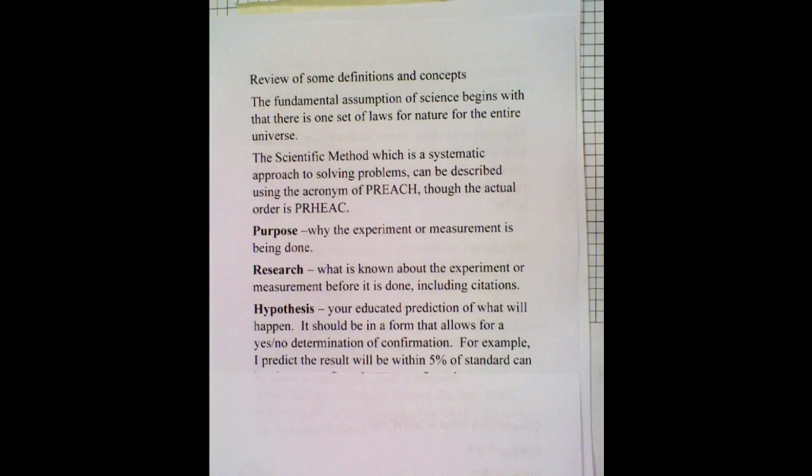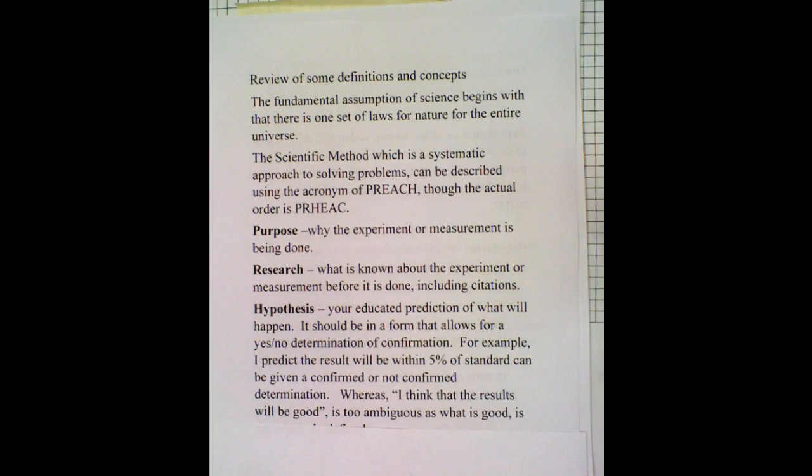Purpose, why this experiment or measurement is being done. Research, what is known about the experiment or the measurement before it's done, including citation. Hypothesis, your educated prediction of what will happen. It should be in a form that allows for yes, no determination or confirmation. For example, I predict the results will be within 5% of standard, can be given as a confirmed or not confirmed determination. Whereas I think the results will be good is too ambiguous, as what is good is not expressly defined. Flip this over.